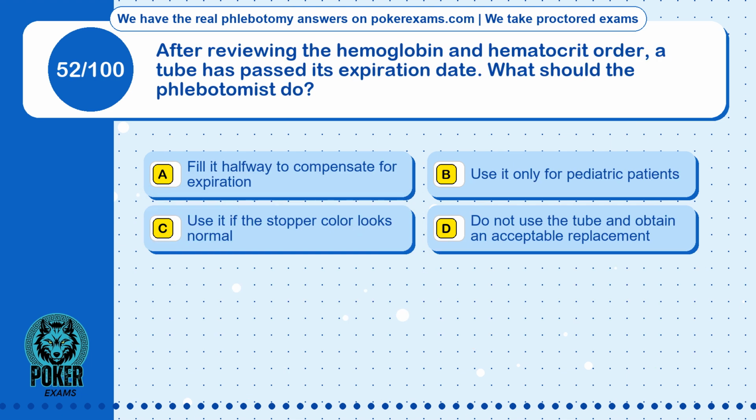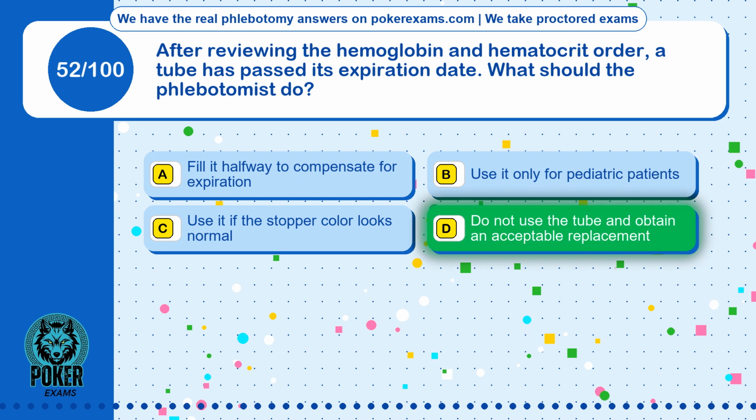Question 52. After reviewing the hemoglobin and hematocrit order, a tube has passed its expiration date. What should the phlebotomist do? Option A. Fill it halfway to compensate for expiration. Option B. Use it only for pediatric patients. Option C. Use it if the stopper color looks normal. Option D. Do not use the tube and obtain an acceptable replacement.